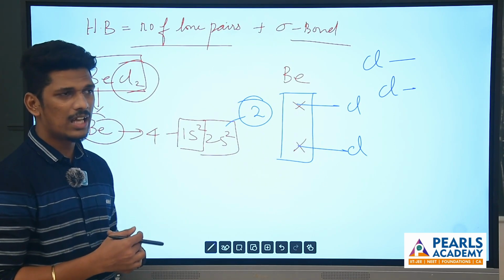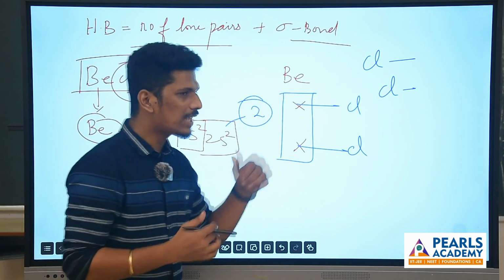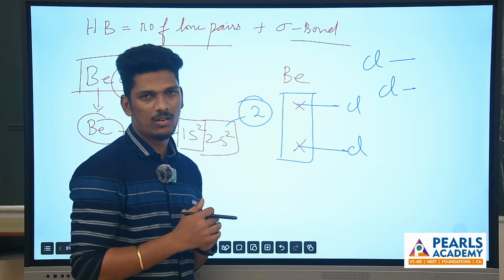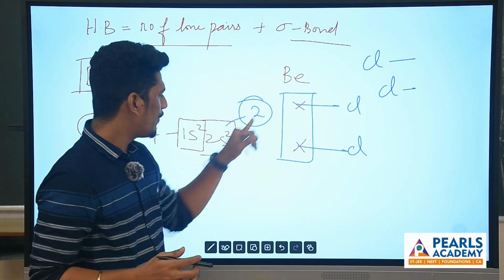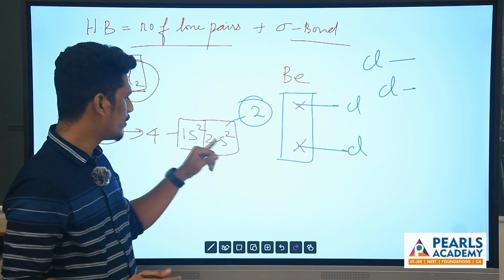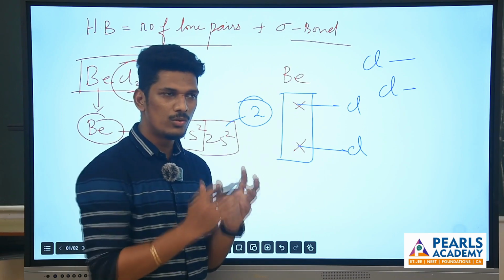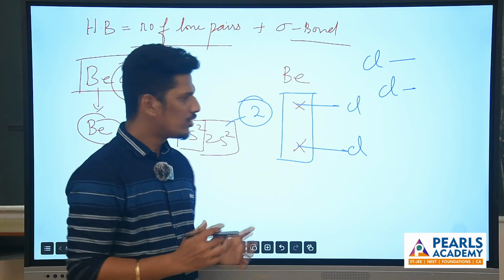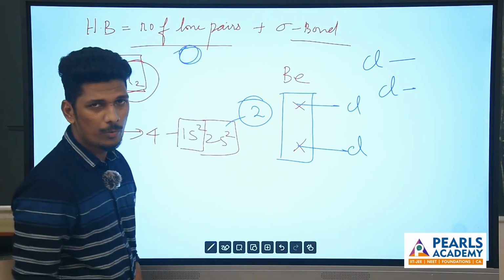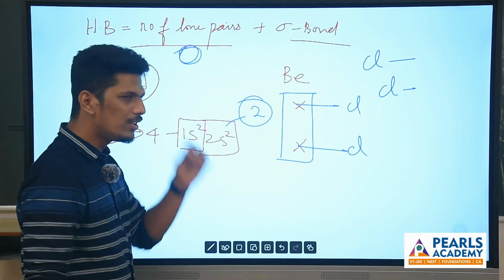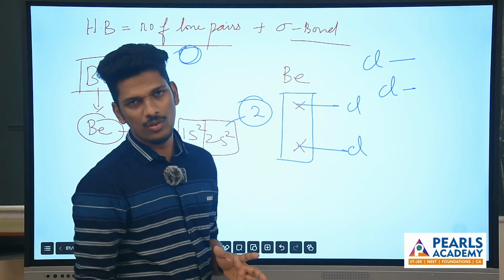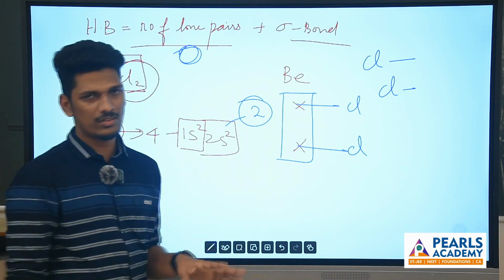Now I am going to check whether the beryllium has a lone pair or not. How can we find that? Just calculate. Beryllium has 2 outermost electrons, only 2 electrons in its outer shell. These 2 electrons were bonded, so no other electrons are left behind. So there is no lone pair, because beryllium has only 2 electrons in its outermost shell, and those 2 electrons are also bonded.